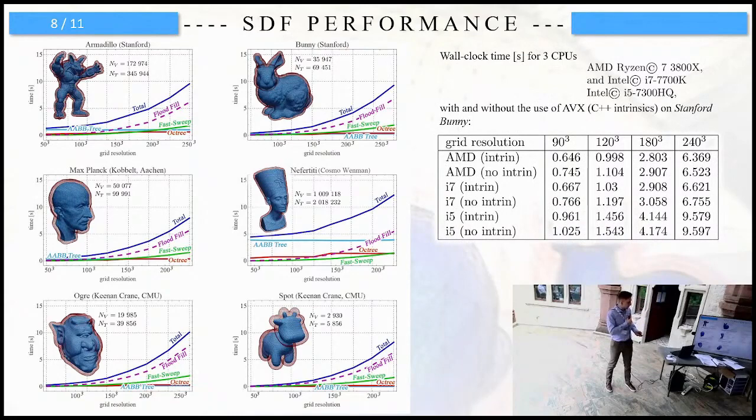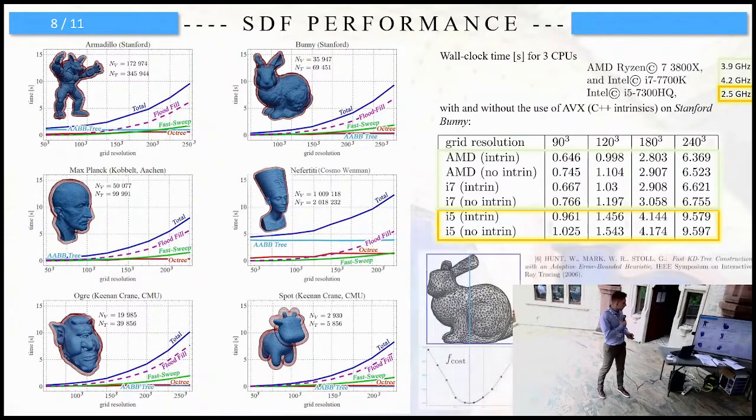And we notice that in the table, the first part actually refers to processors with roughly the same clock speed. And the other one is Intel i5, which is approximately 1.5 times slower. Now, we also have 2 different setups, intrin and no intrin, and that refers to using C++ intrinsics or advanced vector extensions used for computing the optimal split position for construction of the AABB tree.